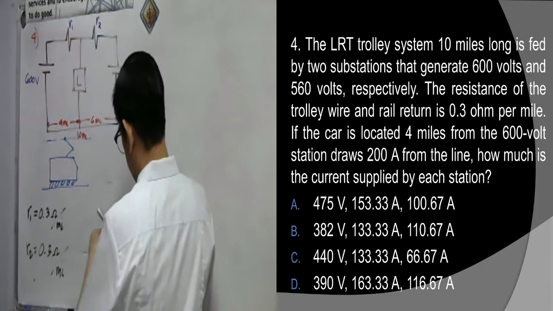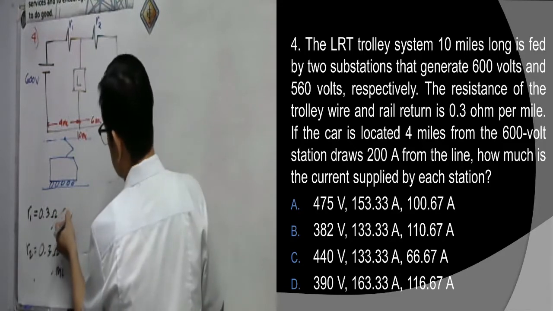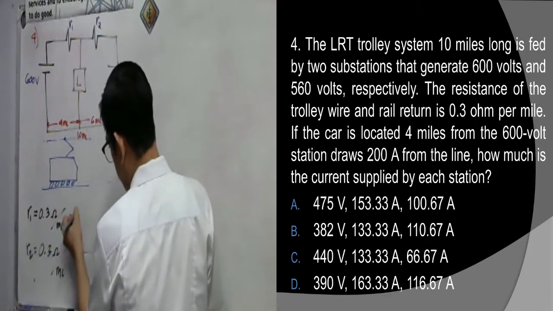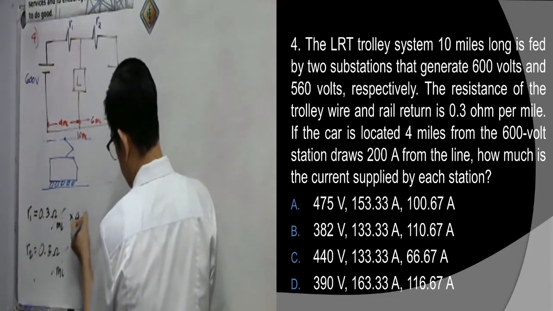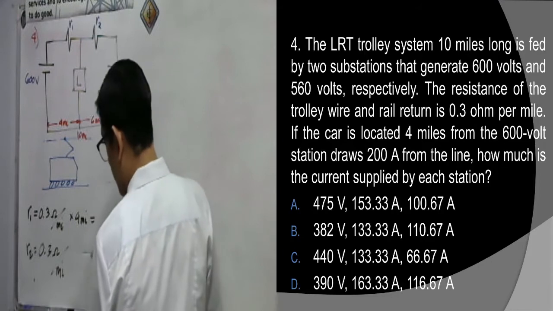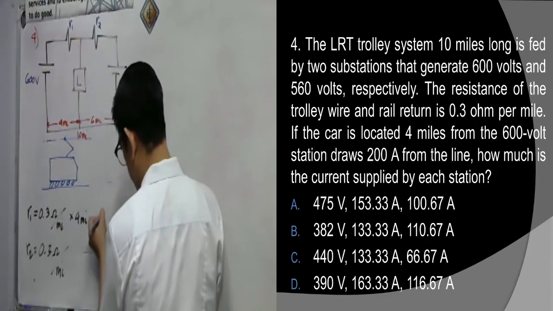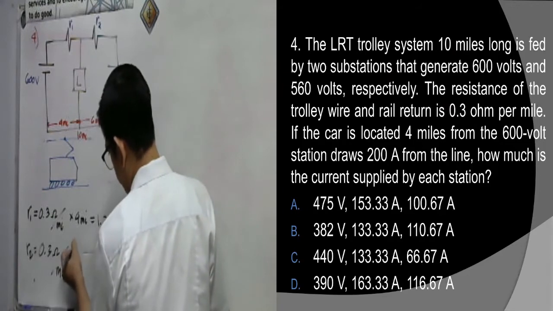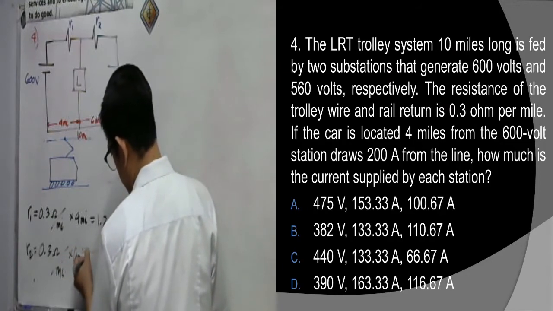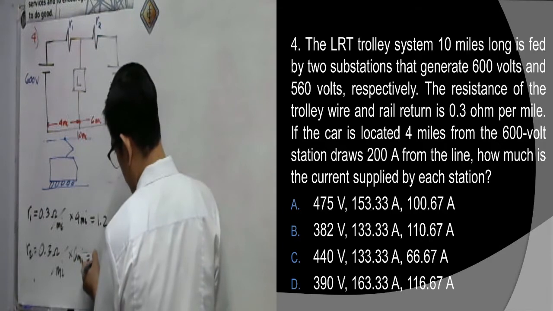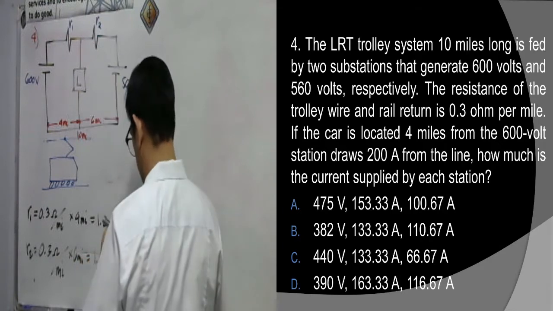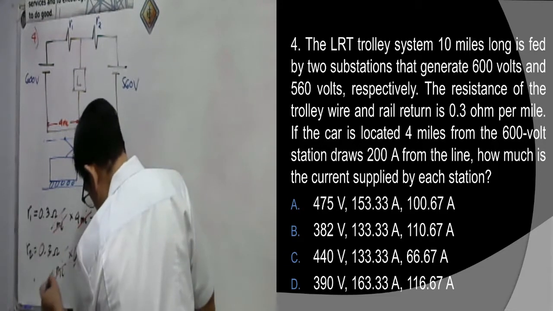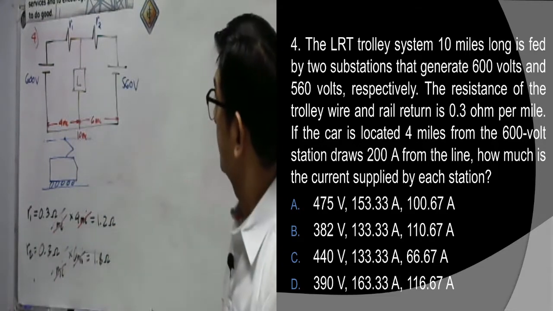Then let us substitute here. This is 0.3 multiplied by 4 miles, so that will be equal to 1.2 ohms. What about here? This will be 6 miles, so that will be 1.8 ohms. The mile will cancel out.